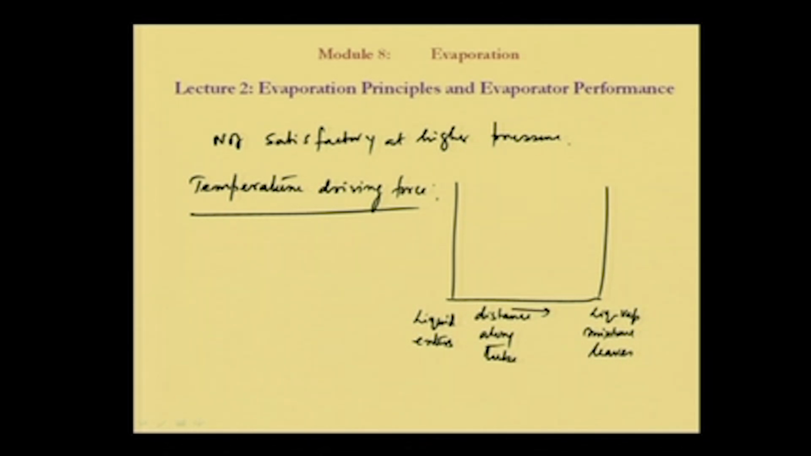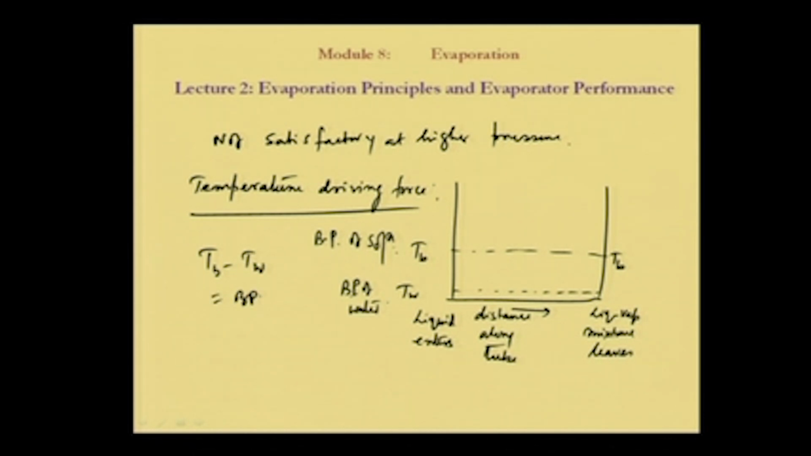This is the distance along the tube. So, this is the temperature, say the boiling point of water, Tw. And this is Tb, the boiling point of the solution. So, Tb minus Tw is the boiling point elevation.